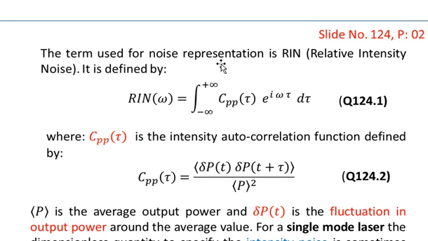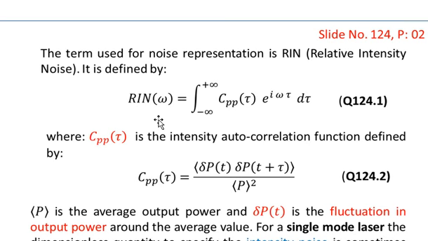The term used for noise representation is RIN, which stands for relative intensity noise. It is defined as RIN of omega equal to the integral from minus infinity to plus infinity of C_PP of tau multiplied by e to the power i omega tau, with integration with respect to d tau. So this RIN function of omega is used to represent the noise from an output laser beam.